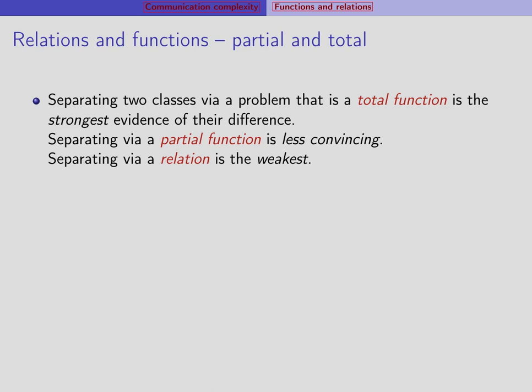And the third type is a relation, which essentially means that the number of correct answers can be larger than one. There can be any number of correct answers for a fixed input pair.